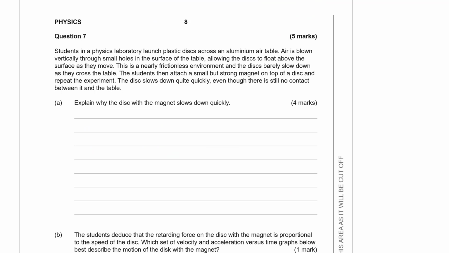So for question 7, we're looking at this idea of magnets moving around an aluminium table. Now, aluminium is not magnetic, but it does conduct electricity. So as the magnets move around, the table itself experiences a change in magnetic flux around certain points, which induces eddy currents. So the way that I'd explain this will be using the following 4 points.